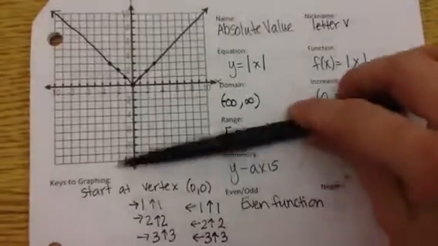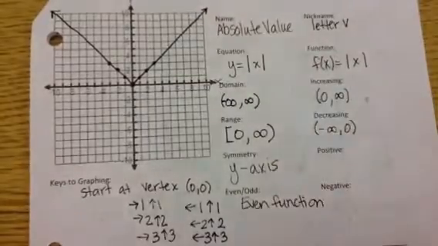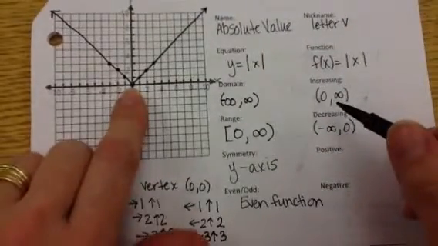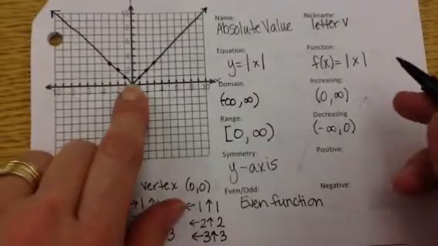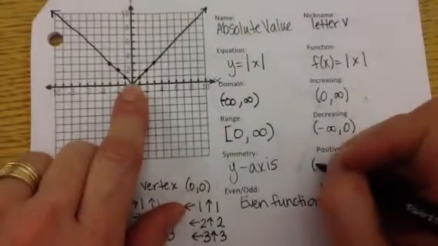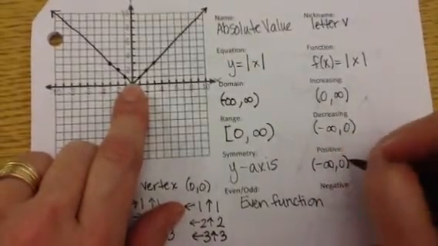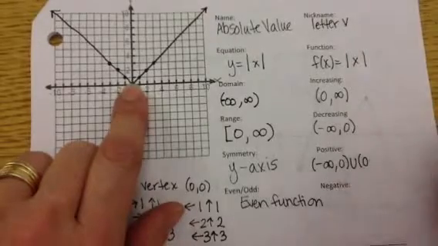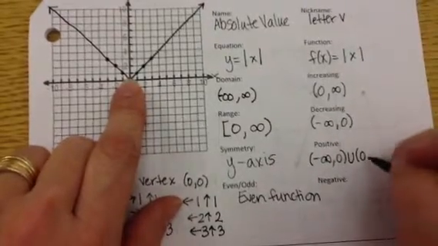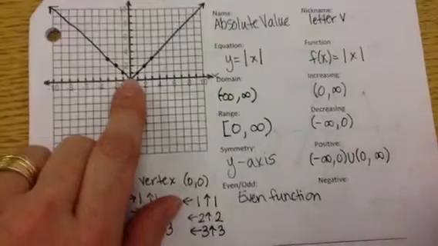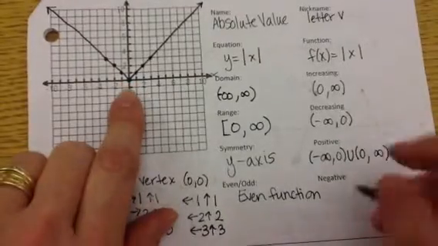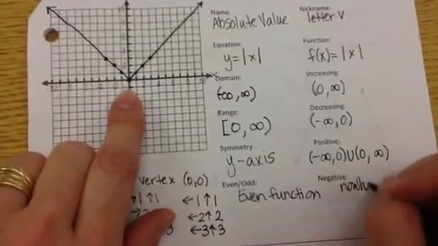Where's the graph positive? In other words, above the x-axis. Well, it's positive everywhere except for right there at 0. So it's positive from negative infinity to 0, and then we skip over 0 because 0 is not positive or negative. So then it's positive again from 0 to infinity. And the graph is negative nowhere.